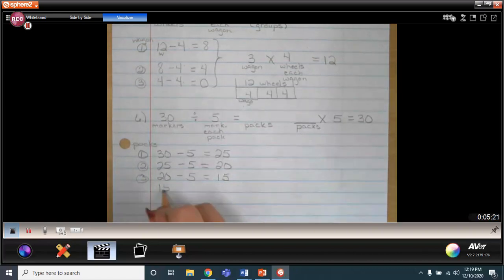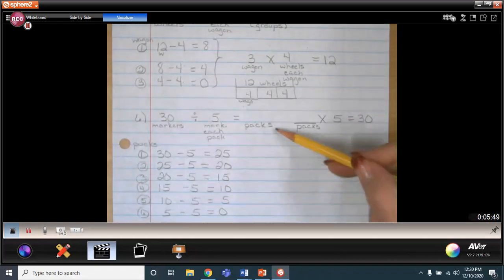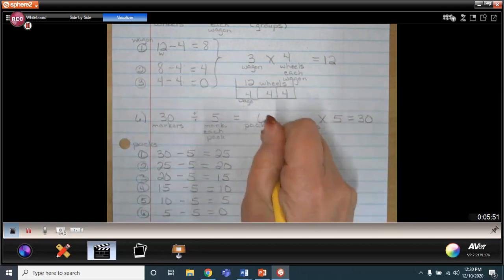Again, I'm going to do this until I reach 0 markers to put into the packs. And of course, 5 minus 5 is 0. So now I don't have any more markers to put into the packs. So I count how many packs I was able to make using groups of 5, and I have 6 packs.